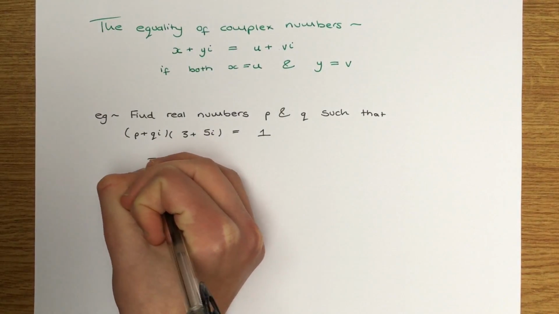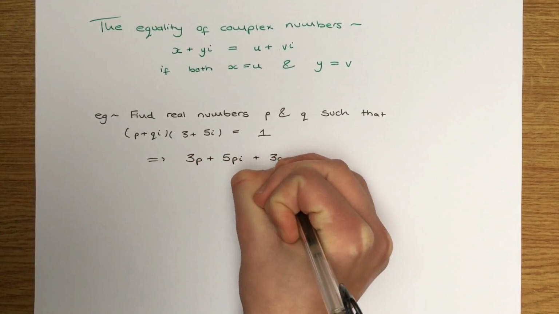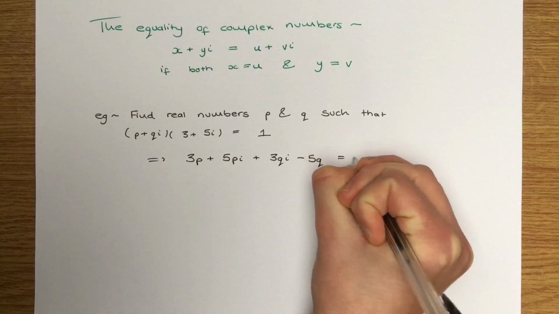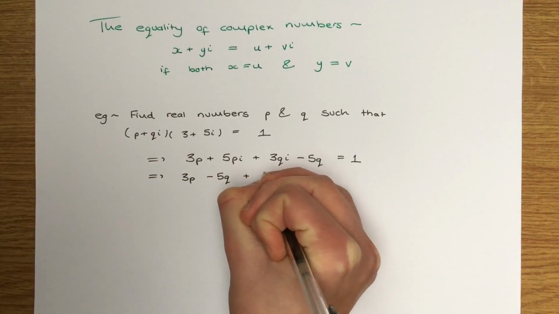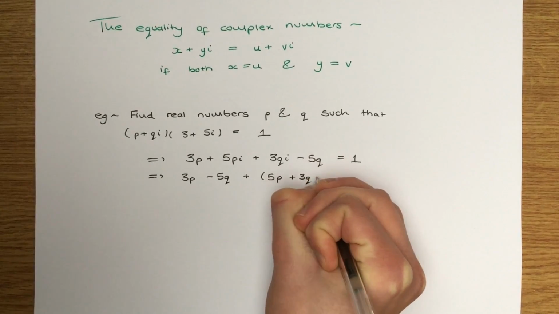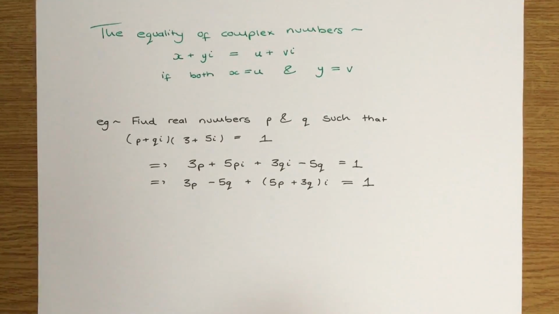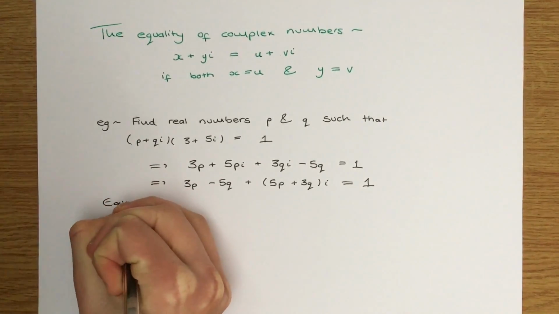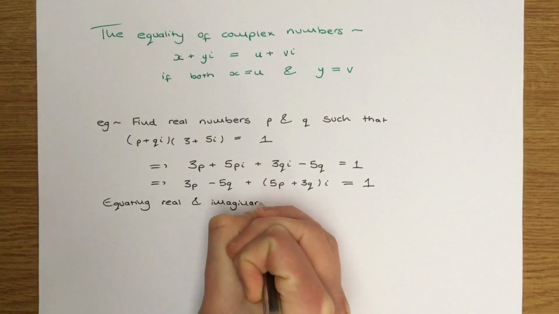So in the question here, I need to find real numbers p and q that will satisfy the equation. What I'm going to do first is expand the brackets by multiplying out, and then I'm going to group the real numbers together and also group the imaginary numbers together. So now I've got an equation with a complex number on both sides, I can use the equality of complex numbers to equate the real and the imaginary parts.